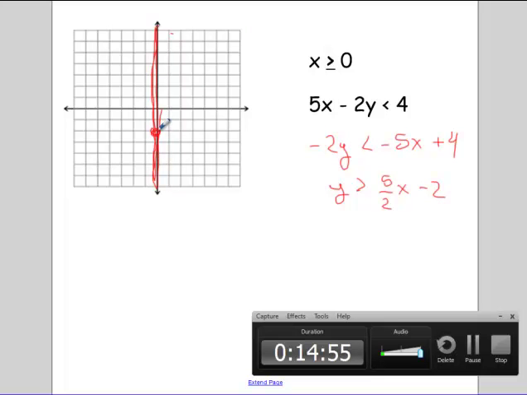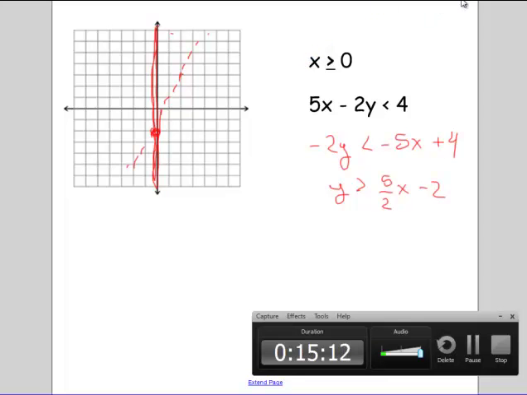Y-intercept here. Rise 1, 2, 3, 4, 5. And over 2. Connect those. This one is non-inclusive, so like that. And now the shading, and the shading is everything.